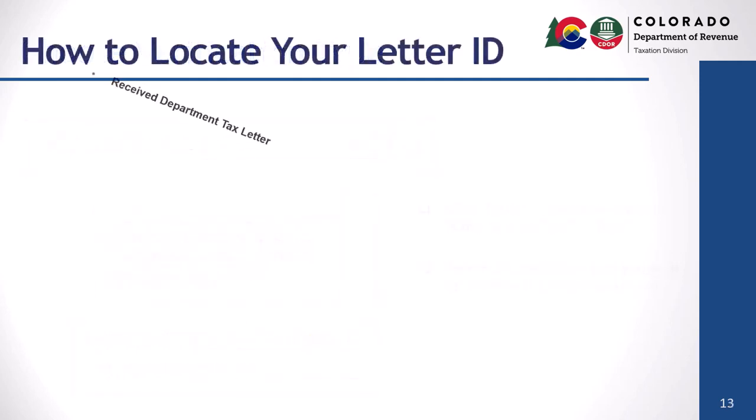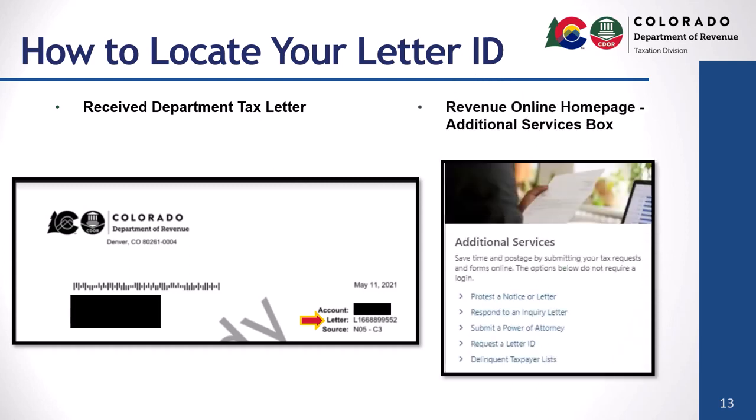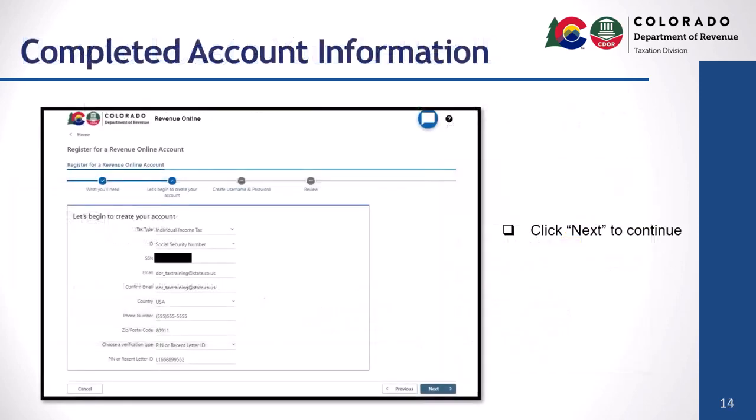If you've received a recent letter from the department, you may use the letter ID number located in the upper right corner of the department tax letter as shown here. If you do not have a recent letter, you may request a letter ID number from the Revenue Online homepage. Simply select Request a Letter ID from the Additional Services box. A letter containing your letter ID number will be sent by postal mail to the address on record with the department. Please note, it could take up to 10 business days to receive this letter. Once you've entered all the required information to create your Revenue Online access, click Next to continue.